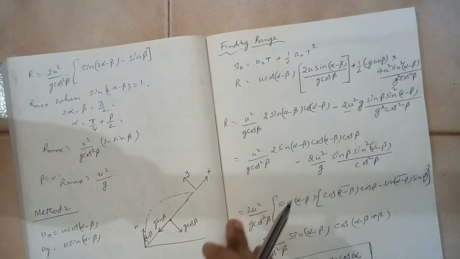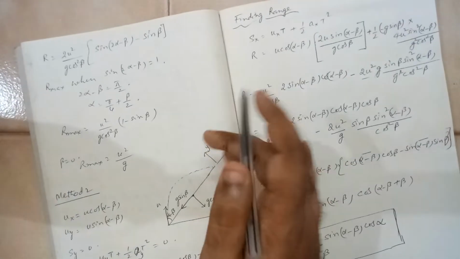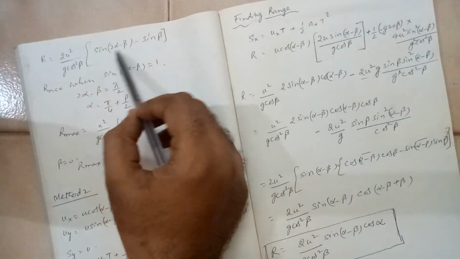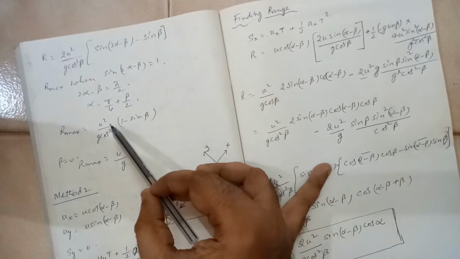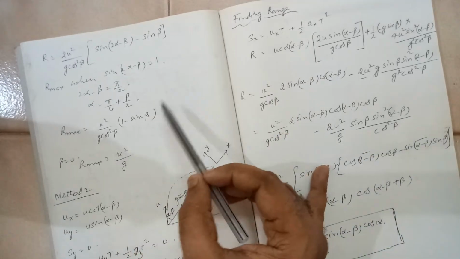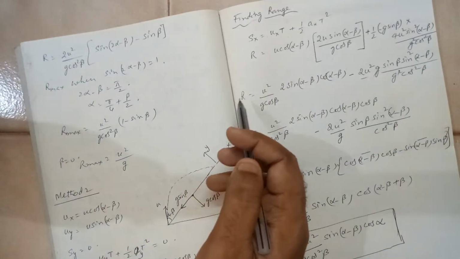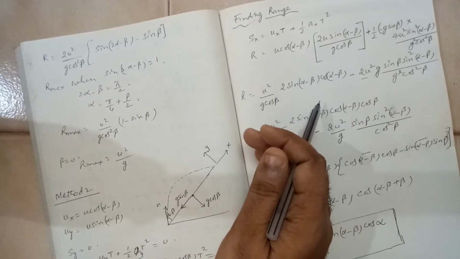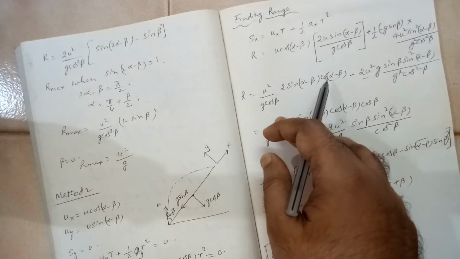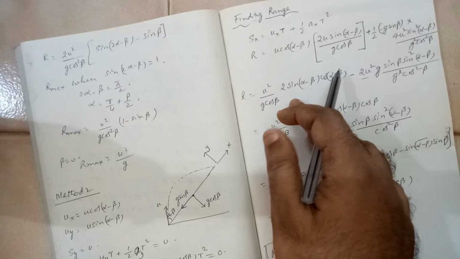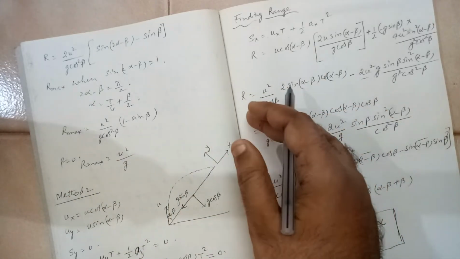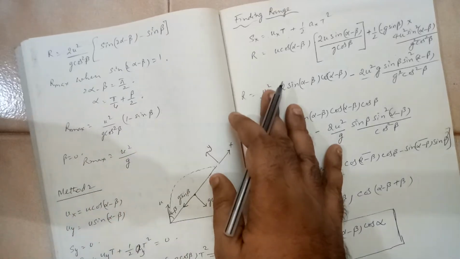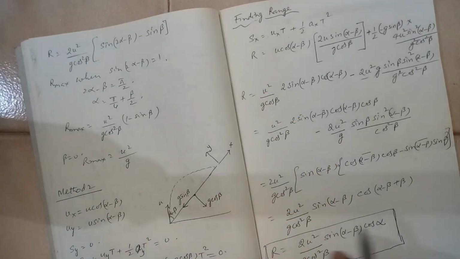Okay, so our expression becomes r max is equal to, this term we have taken as 1, so 1 minus sine beta into u square by g cos square beta. What is beta? Beta is the angle of the plane. So if you keep on changing the beta value, this r value will keep changing. Okay, so this is the value of maximum range.